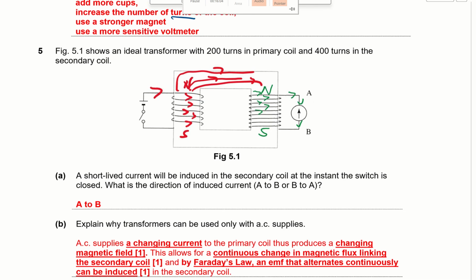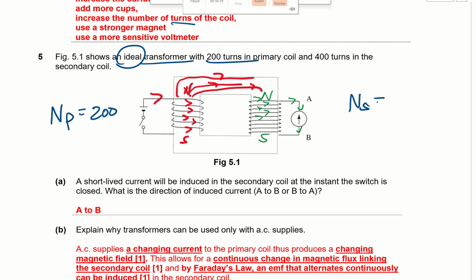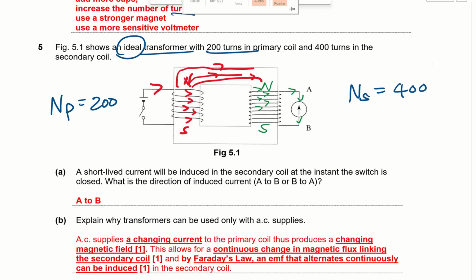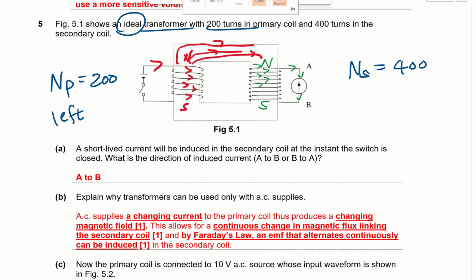Figure 5.1 shows an ideal transformer. So now we are going into transformers, and because it is ideal, it has 200 turns in the primary. So I will put NP equals 200 and NS as 400. For O level, the primary is always on the left hand side. That makes the secondary on the right hand side. Now, a short-lived current will be induced in the secondary coil at the instant the switch is closed.